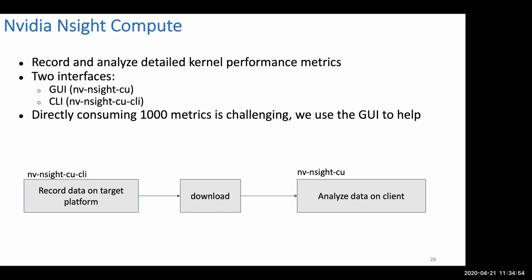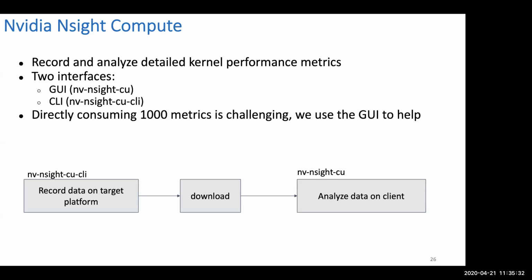Nsight Compute, I mentioned this a bit before. We're going to use this to record and analyze what NVIDIA calls performance metrics. There are two ways to do this. There's the GUI, the graphical user interface, which we're going to use to analyze the results of our profiling, and the command line interface, which we're going to use to record the profile on the target device. That's what this flowchart on the bottom is saying. We record on the target platform, we download it to the client, and then we analyze on the client platform using these two separate interfaces.